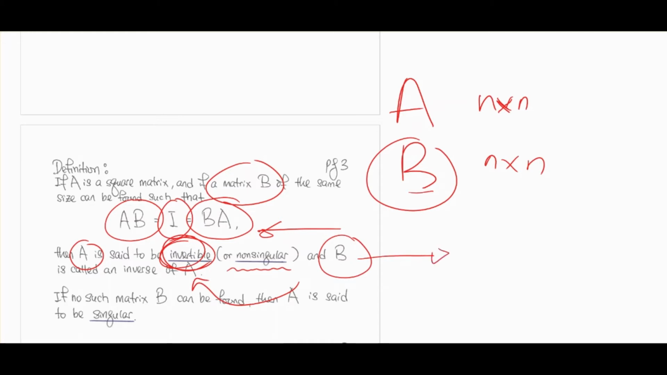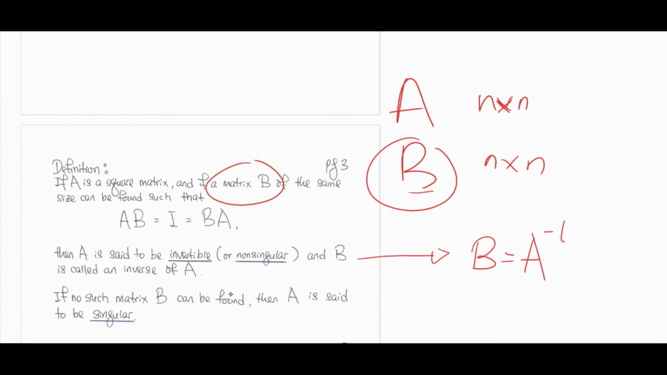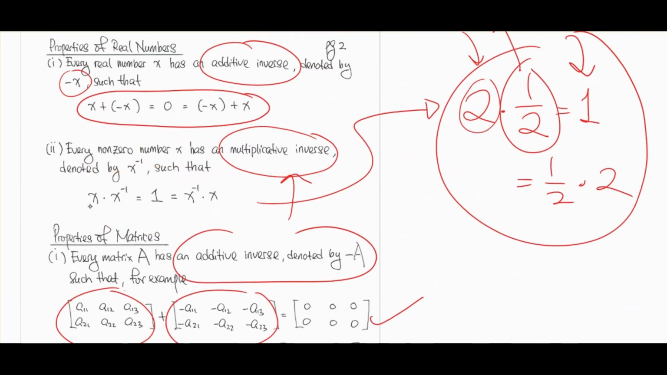So notation-wise, we will also write B as A inverse. And if no such B exists, if you can't find such a B so that this is true, then we will say that A is not invertible, or also referred to as a singular matrix. Okay, so this is nothing but the analog of what happened here for numbers.